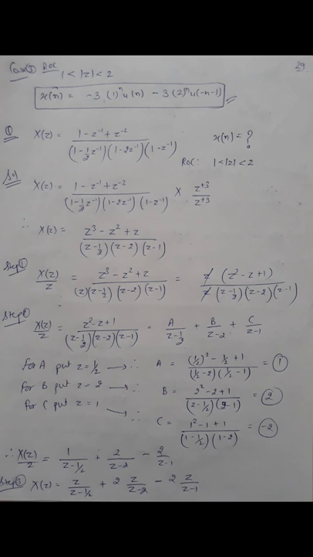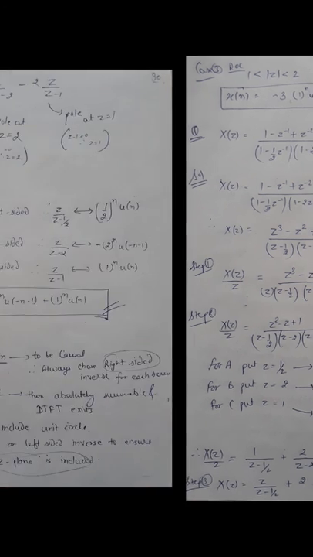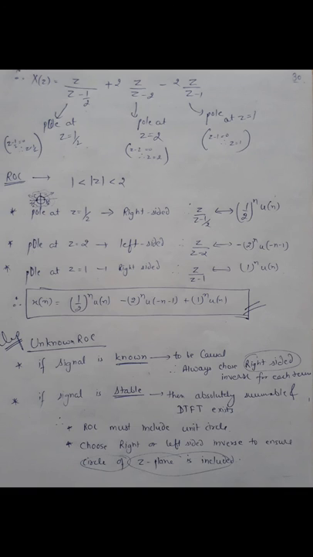So the third step: X(z) equals, take that z on the right hand side and put the values of a, b, c. It will become z upon z minus half plus 2z upon z minus 2 minus 2z upon z minus 1. So see all the three parts. One part says pole is at half, second part says pole at 2, and third part says pole at 1.